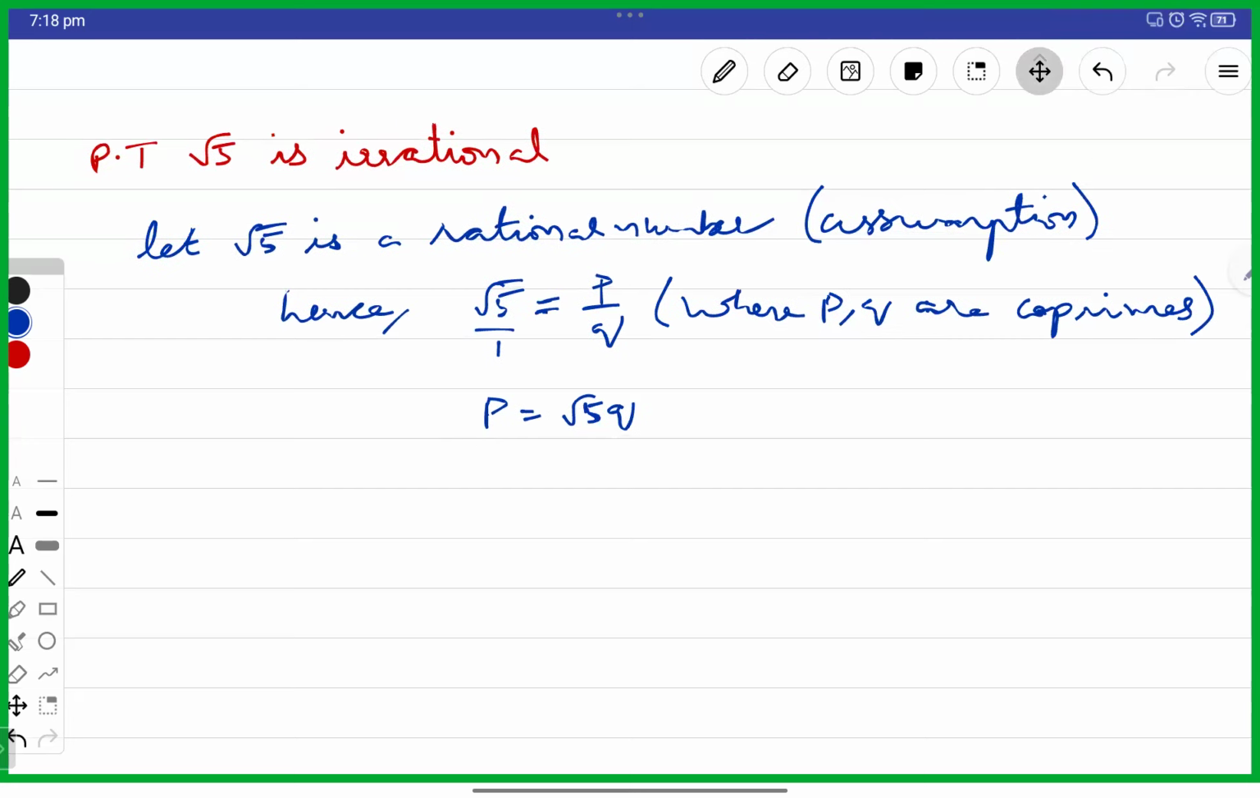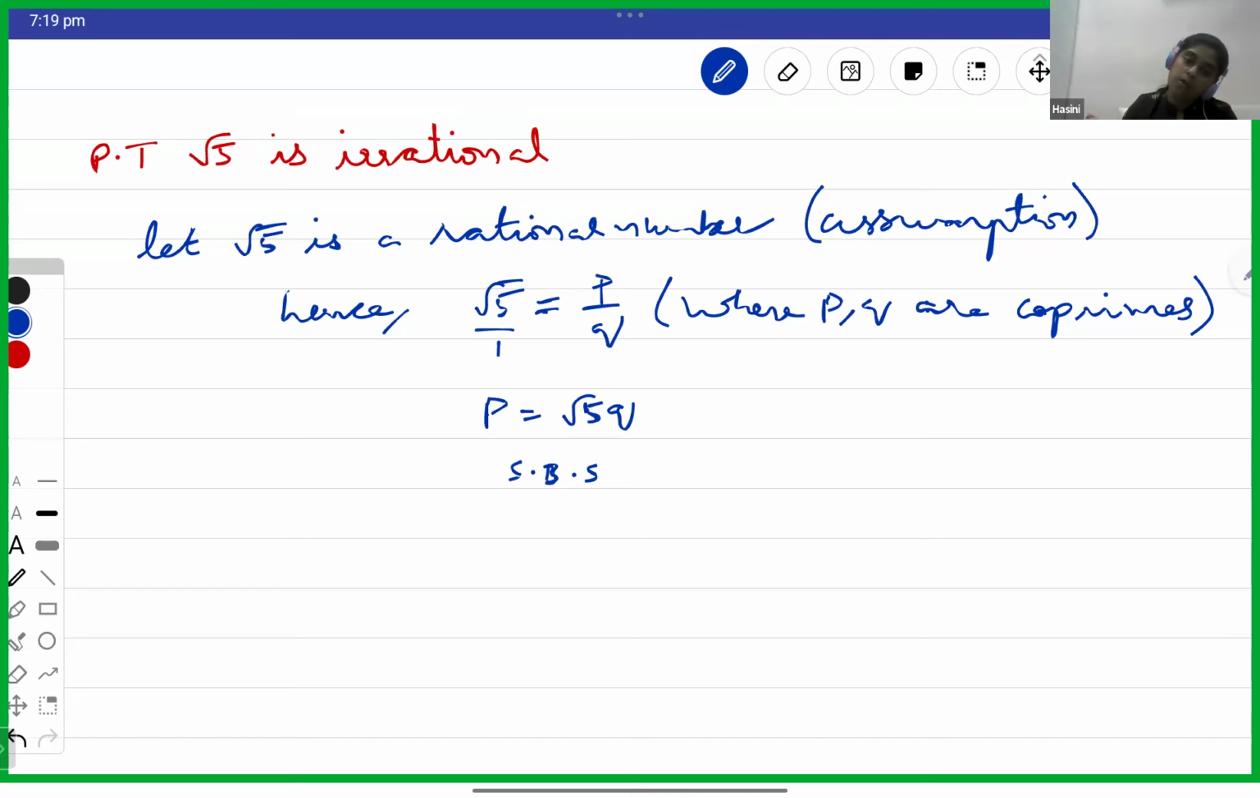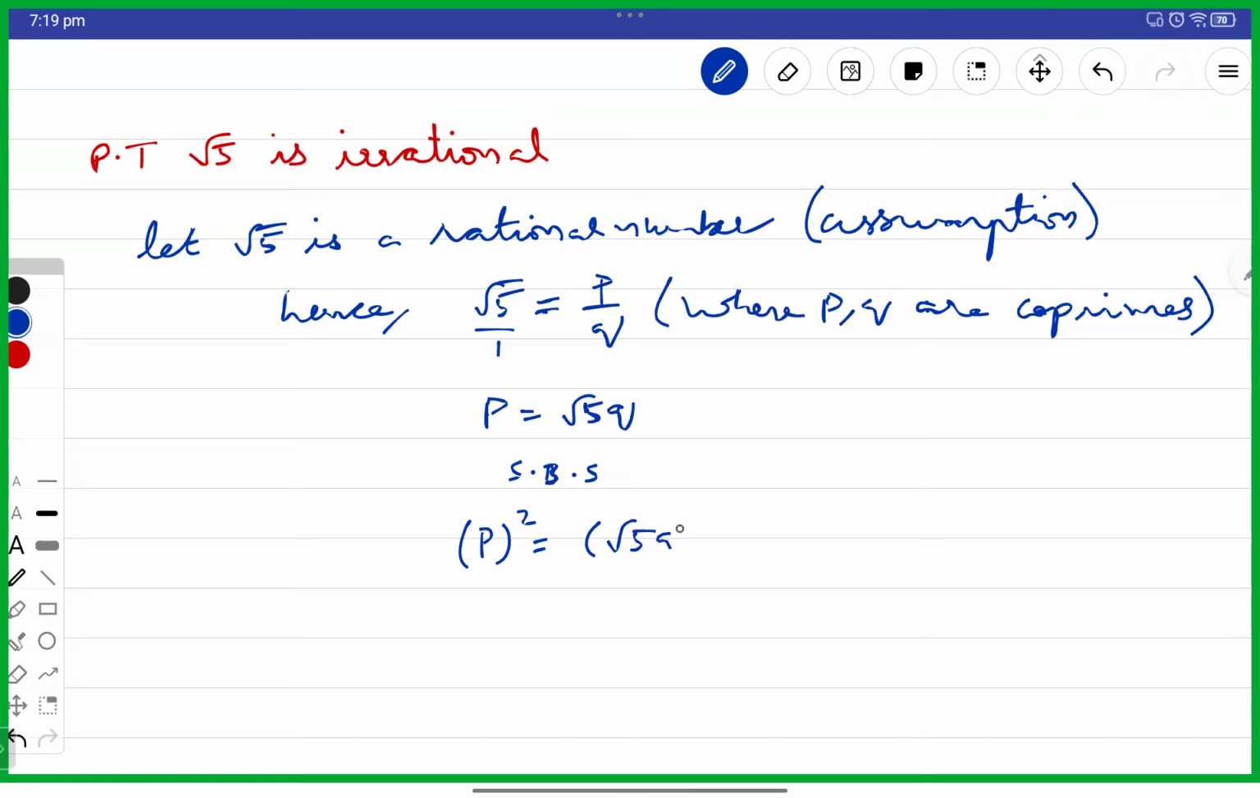Yes, Hasni. Now to solve an equation which has a square root, we need to remove the square root. So for that we should do squaring on both sides. SBS means squaring on both sides. If you square both sides, it will become p square on the left side and root 5 q whole square on the right side. So p square is equal to root 5 q whole square.